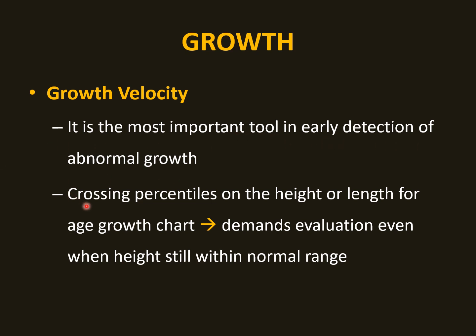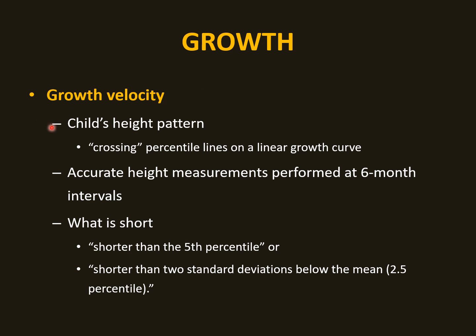For example, you can have a child crossing percentiles for height or length on the growth chart, and this will demand evaluation even if the height is still within normal range. So you can have abnormal growth velocity and still the height within normal range on your growth curve. Growth velocity is the child's height pattern. Abnormal growth velocity means crossing percentile lines on a linear growth curve even if the height or length is still within normal range. Accurate height measurement is usually performed at 6 months interval.